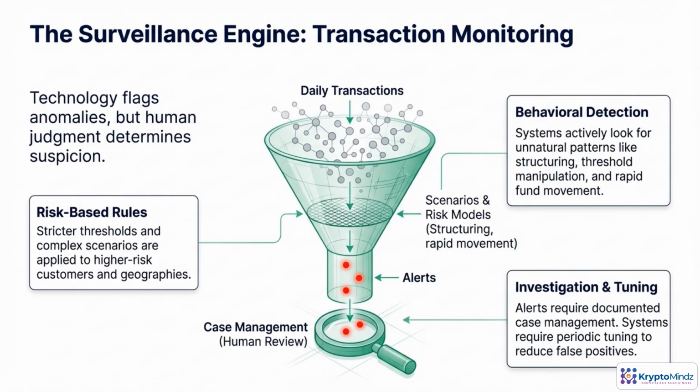Think of transaction monitoring as a surveillance engine. Thousands of daily transactions flow through automated rules and scenarios that reflect your risk-based approach. Higher risk customers, products, and countries get tighter thresholds and more complex behavioral patterns, such as structuring or rapid in and out flows. The system doesn't decide what's suspicious. It only generates alerts. Analysts then review those alerts, gather context, document their decisions, and feed their feedback back into tuning. So over time, the engine becomes more accurate and better aligned to actual risk.